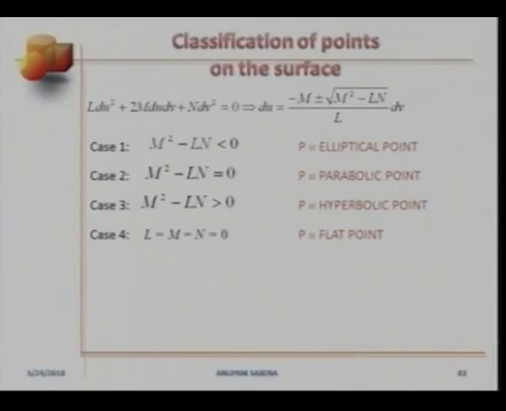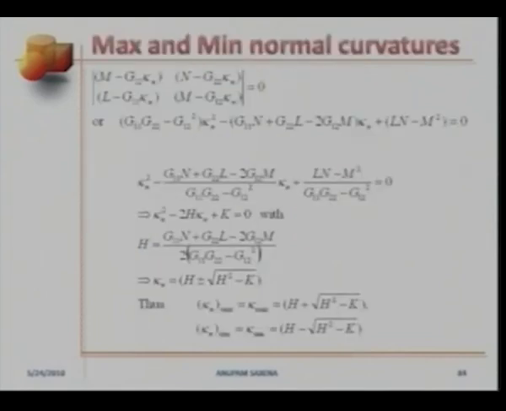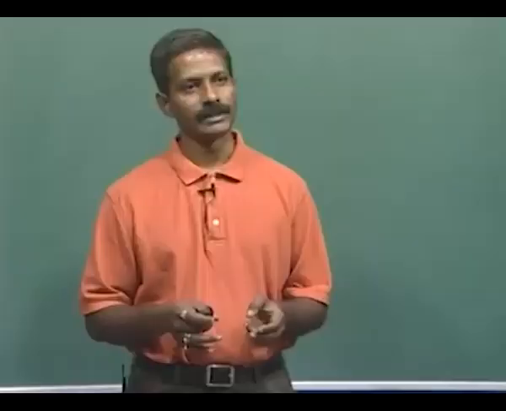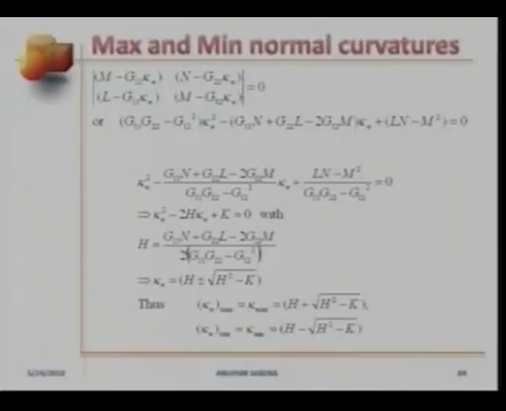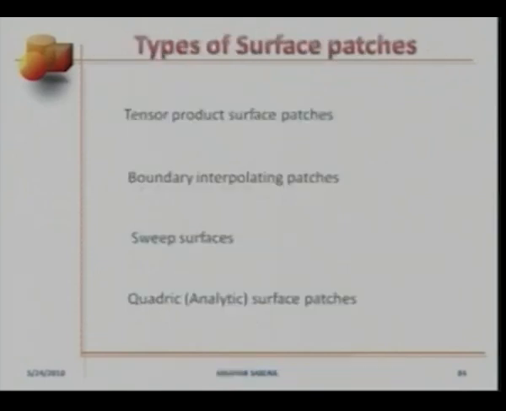For example, we could classify points on a surface as elliptic, parabolic, hyperbolic, or flat points. And we can also compute two different kinds of curvatures, the Gaussian curvature and the mean curvature. The mean curvature was the sum of two curvatures, and the Gaussian curvature was in fact the product of two curvatures.